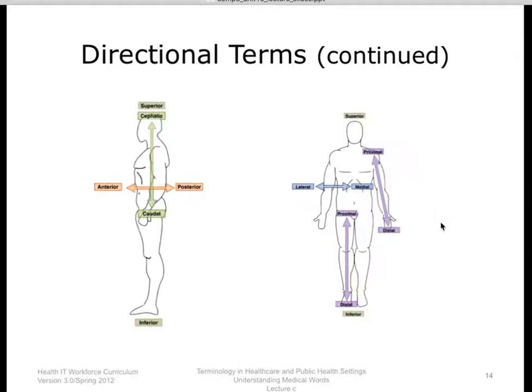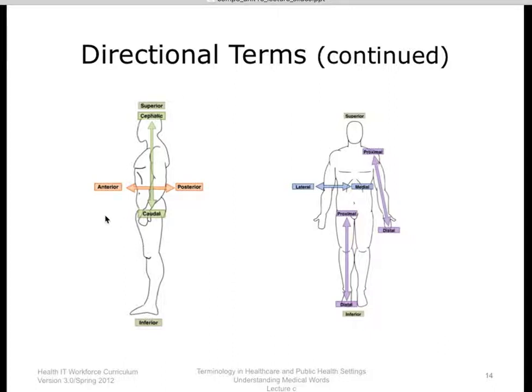So, as you've seen, there are many directional terms that can be used to describe one body position in relation to another. Here are those examples. So, inferior is away from the head. Superior is further up on the body. Another way to use this is cephalic is towards the head. Caudal is toward the feet.